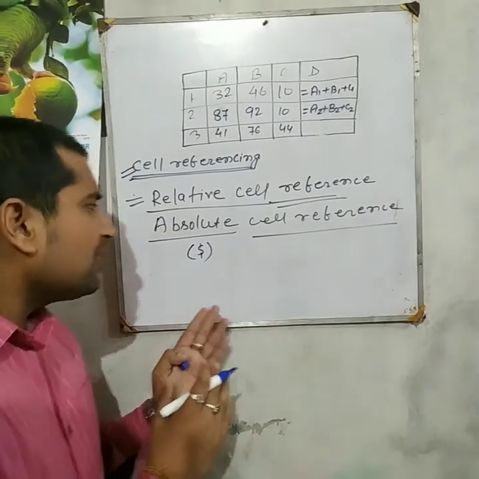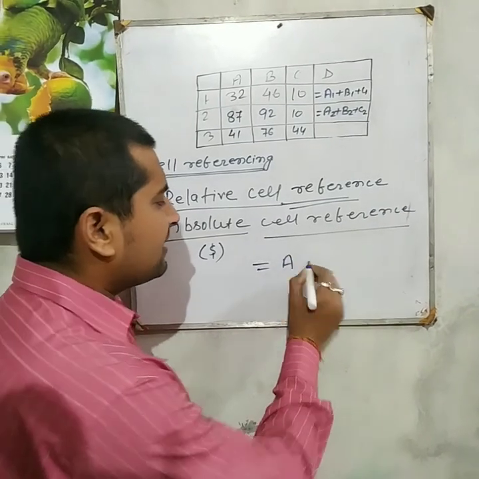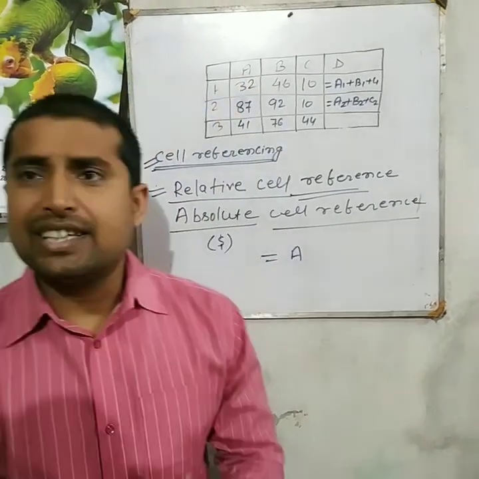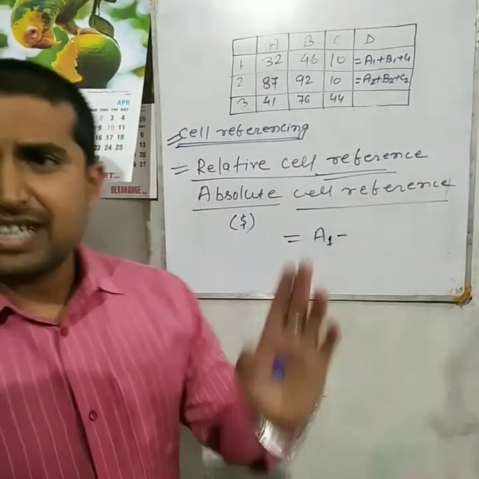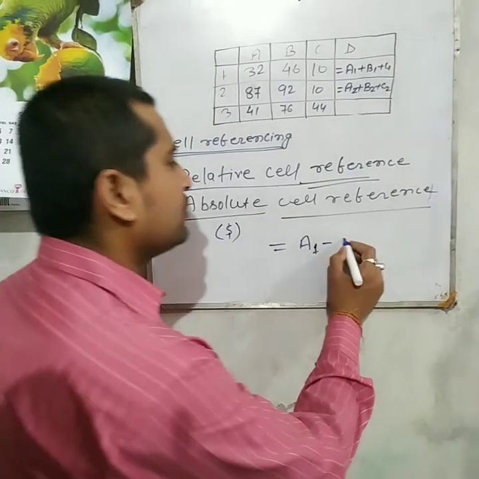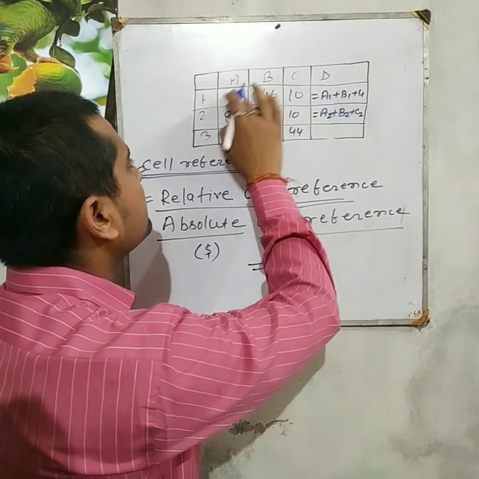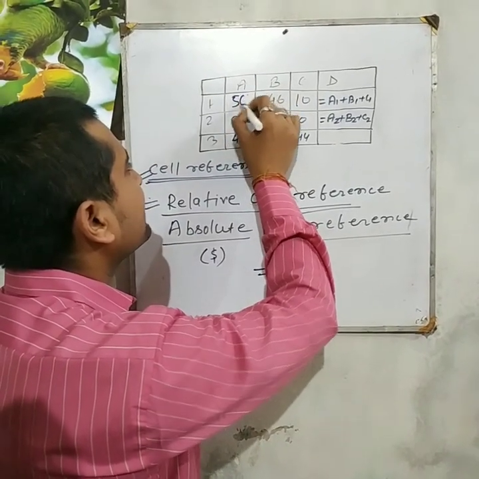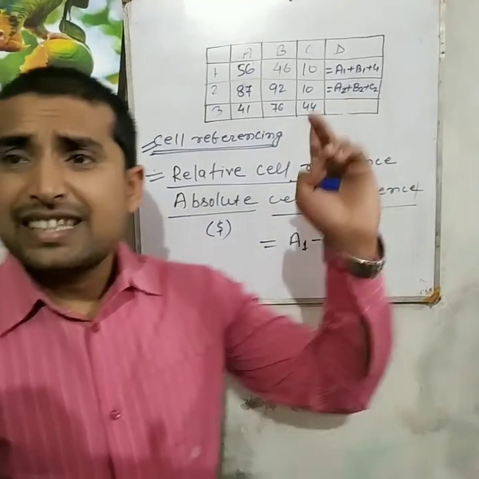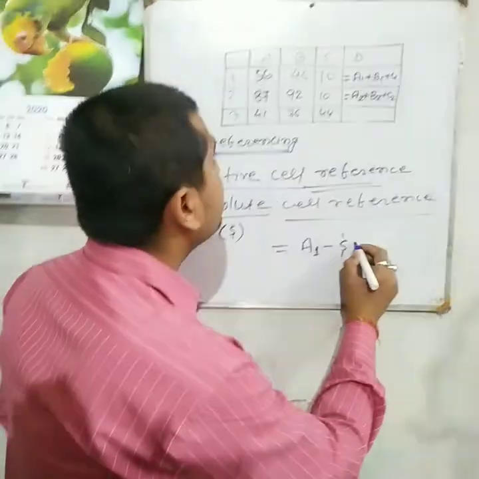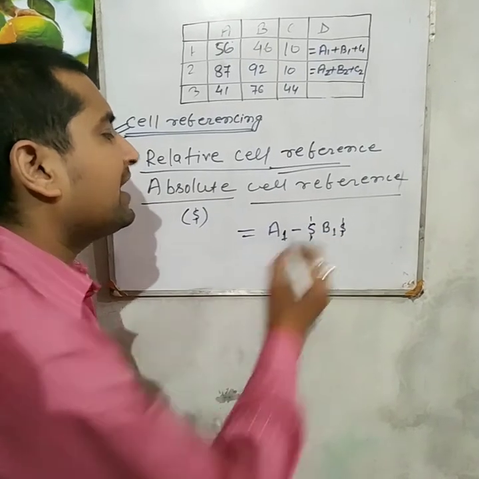Before the column heading and before the row heading. Suppose A1 is the same. So A1 minus the next cell, B1, with dollar symbols.